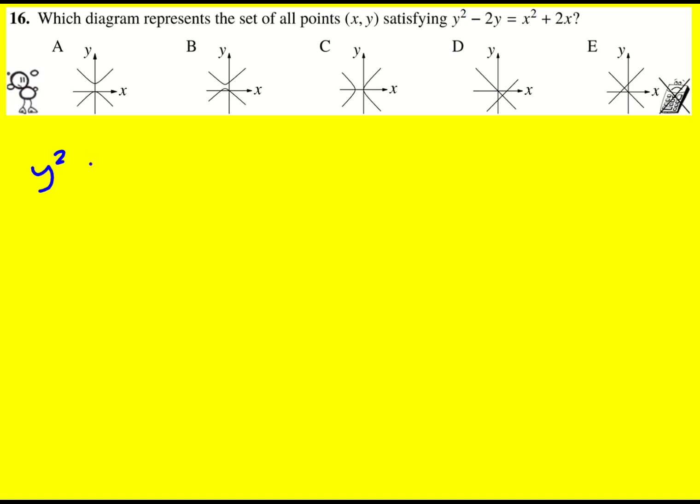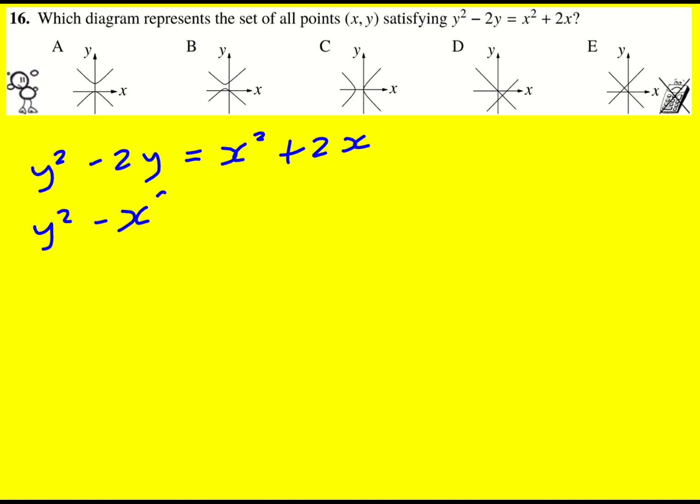Interesting question with an equation relating x and y, and we're trying to work out the set of all values of x and y that we could draw. Okay, well, the thing that jumped out at me in this question is that if I minus the x squared, I'm going to get a difference of two squares.